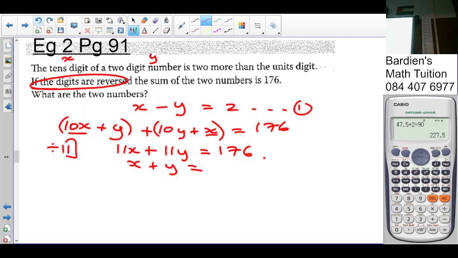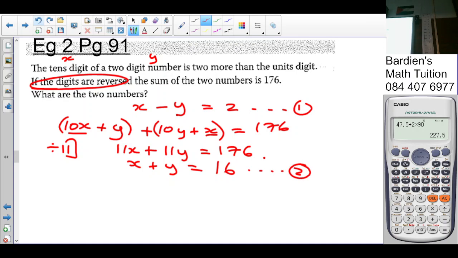What is 176 divided by 11? Sorry? 68? Check. 16. She says 16. She might be right. You're looking in the book? No. Nice. So this is the equation.